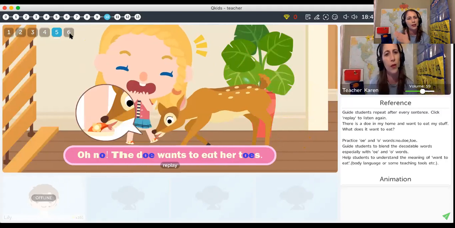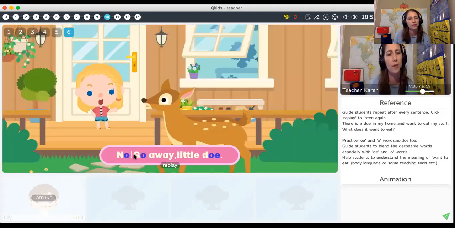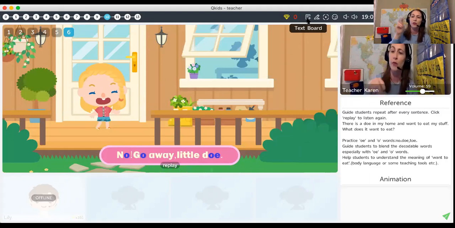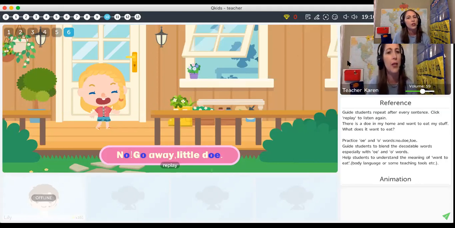So I went through and kind of did the same thing on all of these. And then at the end, I said, okay, what was some stuff that the doe wanted to eat? And so we made a list: coat, bowl, and toes was the last one. Something else you could have done is said, oh, let's think back. What are some O words from the story? And made a list of those.